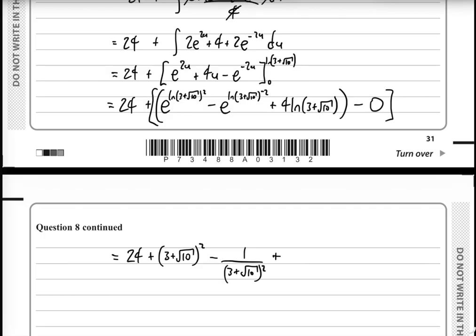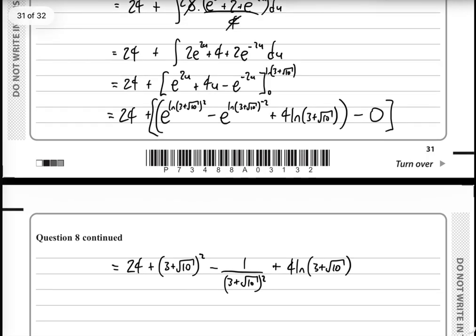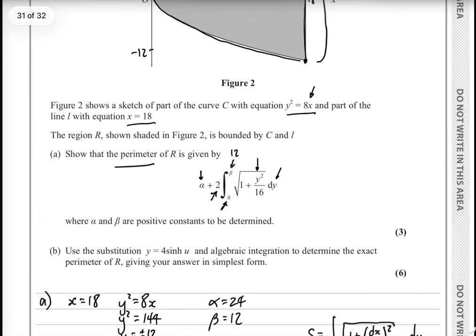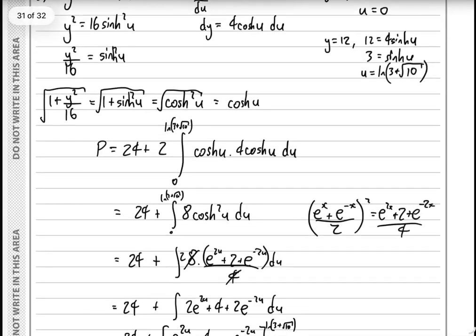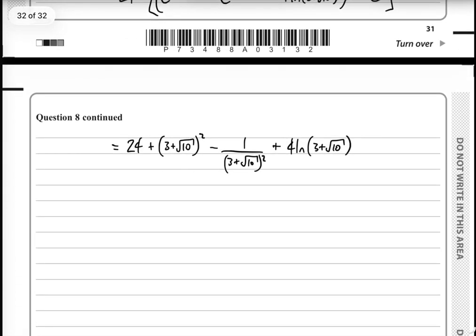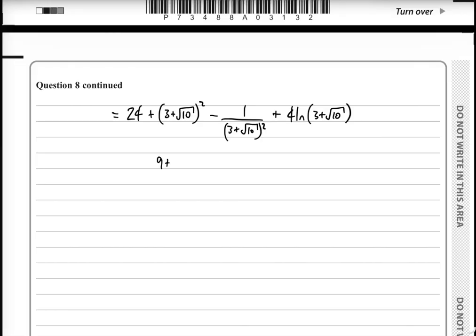Maybe not. Like so. I assume that's not the final format. Simplest form, it doesn't give me any clues here, but once it's simpler, squaring that gives me a 9 plus 6 root 10 plus 10, minus 1 over the same thing. 19 plus 6 root 10. 24 on the front still. Can't do much with this.